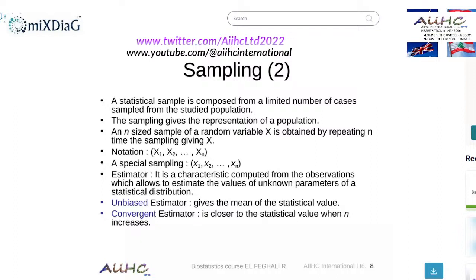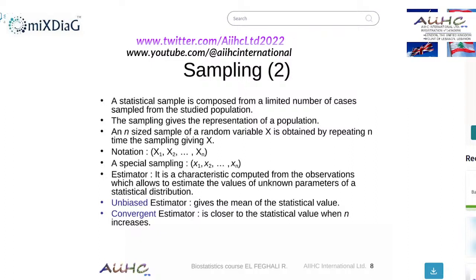A statistical sample is composed of a limited number of cases sampled from the studied population. I've given an example: instead of taking 200,000 cops, we'll take 1,000 cops. The sampling gives a representation of a population. Like I've said, the sample is here to represent a population. For example, the sample of 1,000 cops will represent the population of 200,000 cops. So this is a population and this is a sample.